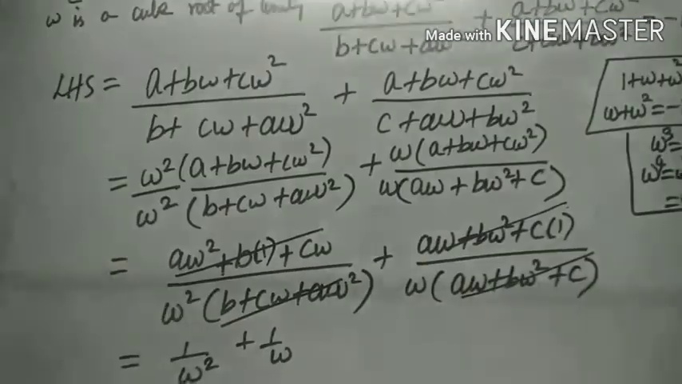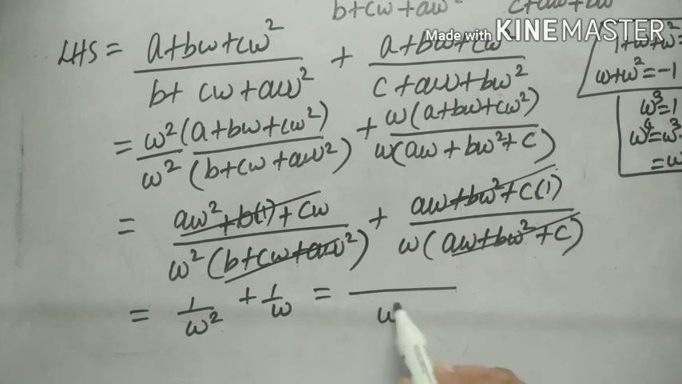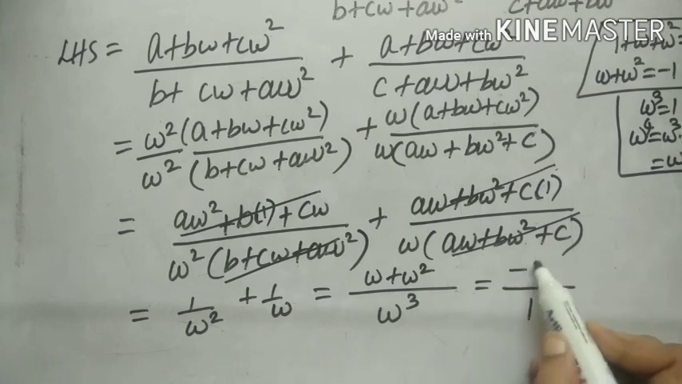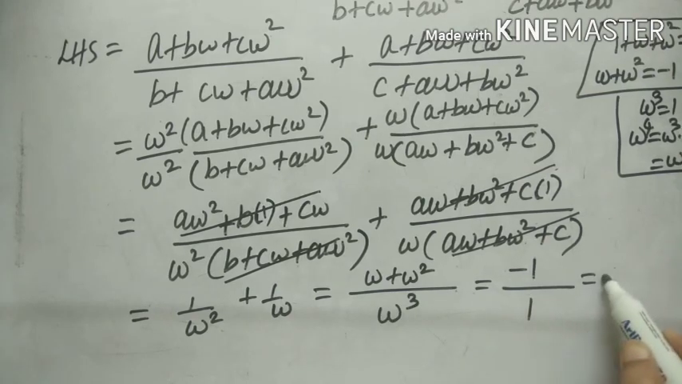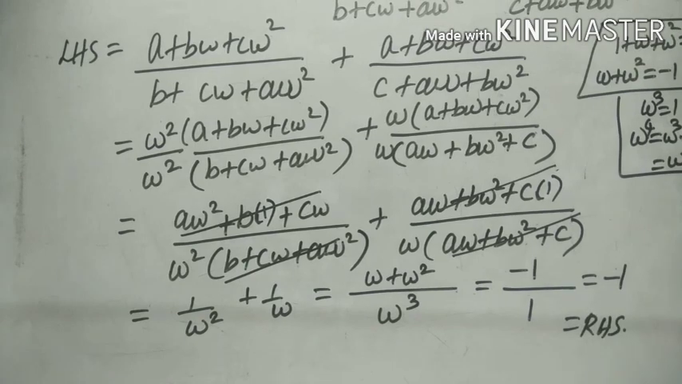Now, how will I simplify this answer? Taking LCM, just multiply, omega cube in the denominator, cross multiply, omega plus omega square. And I know omega cube is 1, omega plus omega square is minus 1. So my answer is minus 1 and that is the RHS.